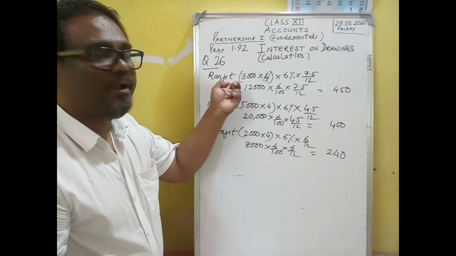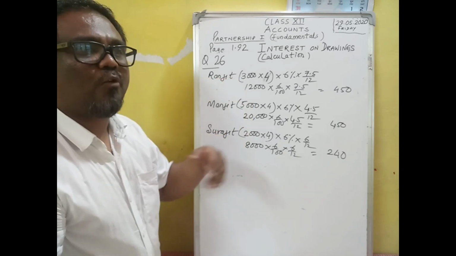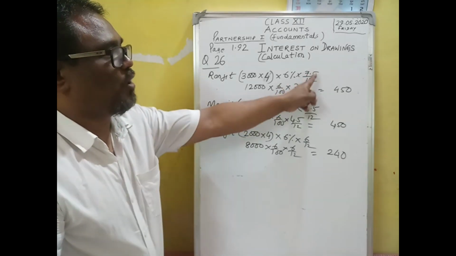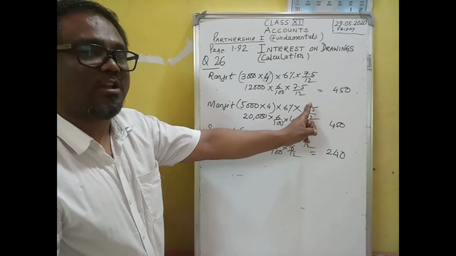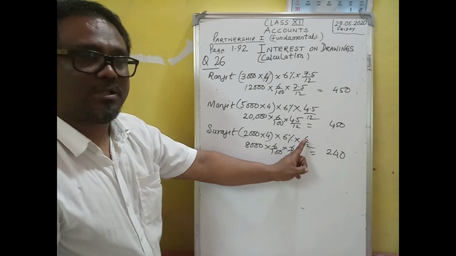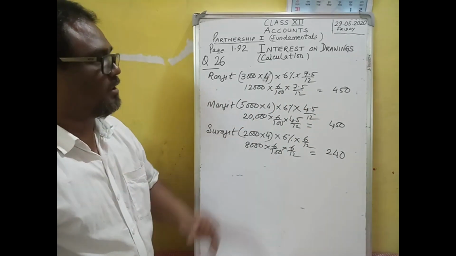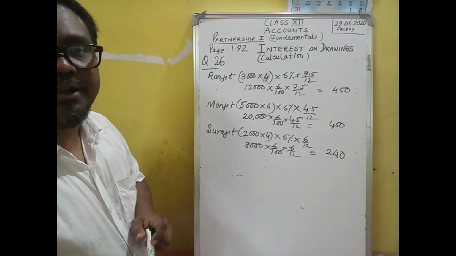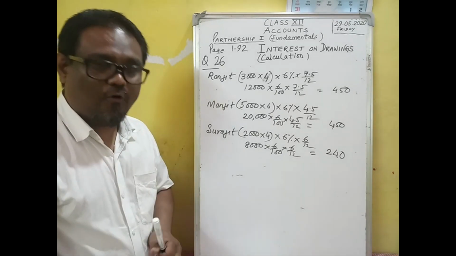Withdrawn at the beginning of each quarter means we have to assume it for 7.5 months, so 7.5 divided by 12. The last day of each quarter means 4.5 divided by 12. The middle of each quarter means 6 by 12. So this is how we calculate the interest on drawings for different dates of quarterly drawings. Again, the journal entry for interest on drawings.